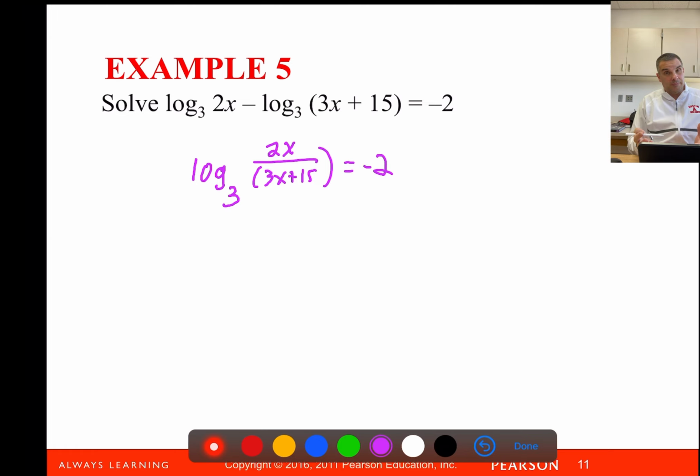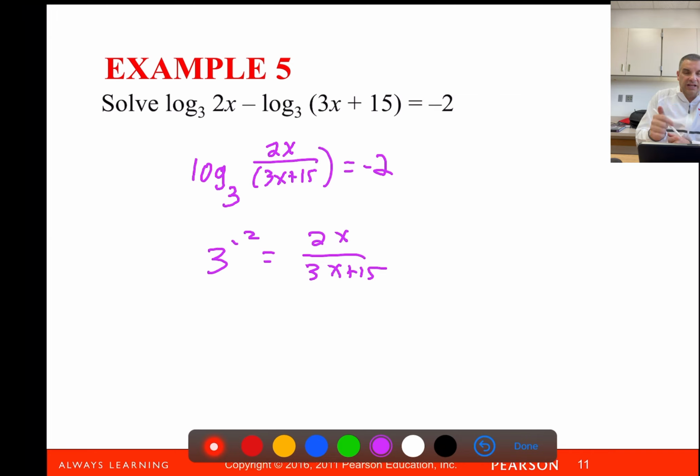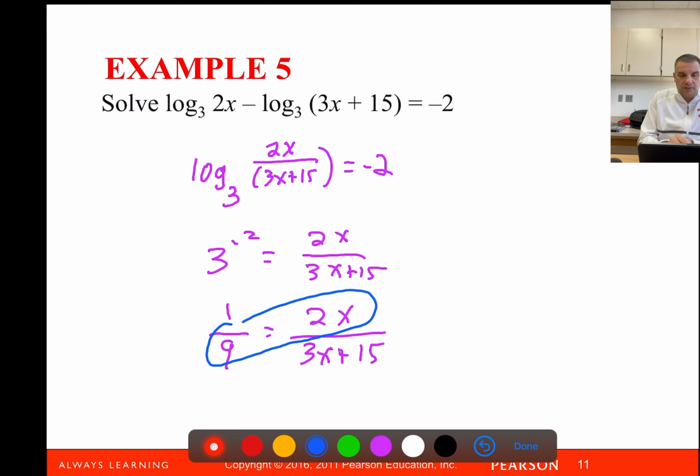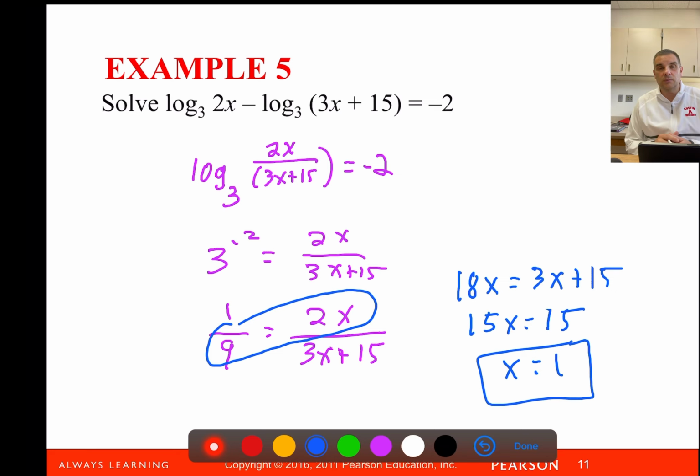So since it's a logarithm, we need to write it as an exponent. So that's 3 to the negative 2 is going to equal 2x over 3x plus 15. Well, 3 to the negative 2 is 1/9. So I've got 1/9 is equal to 2x over 3x plus 15. We can cross multiply. 2x times 9 is 18x equals 3x plus 15. That's 15x equals 15. Math is cool. All of that, and you get a value of x is equal to 1.